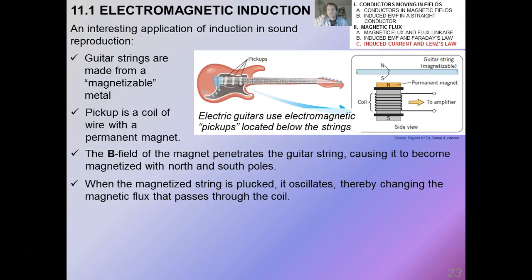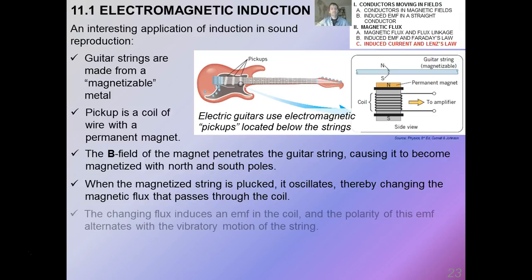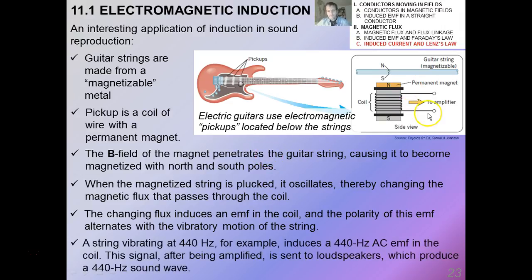And that oscillation then changes the magnetic flux that passes through the coil, because you in effect have a guitar string which is a magnet which is moving up and down at a particular frequency, right? This changing flux induces an EMF in the coil, and the polarity of the EMF reverses, it alternates exactly with the vibration of the string. So a string vibrating at 440 hertz, for example, induces a 440 hertz AC potential difference in the coil.